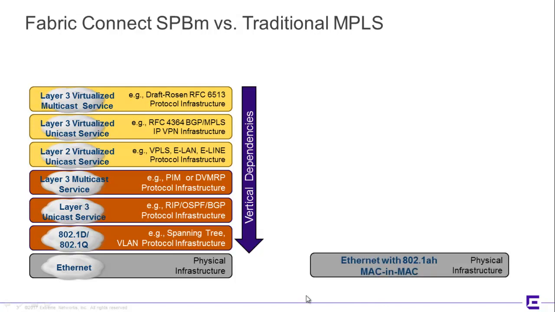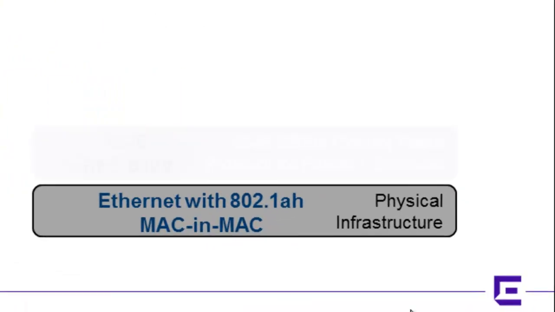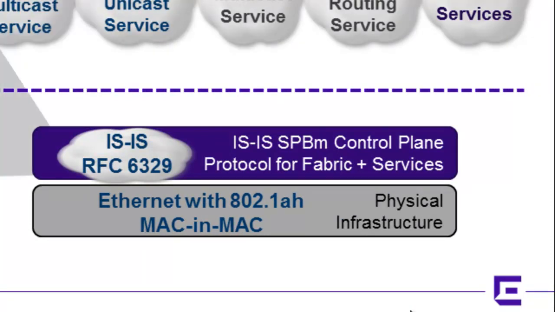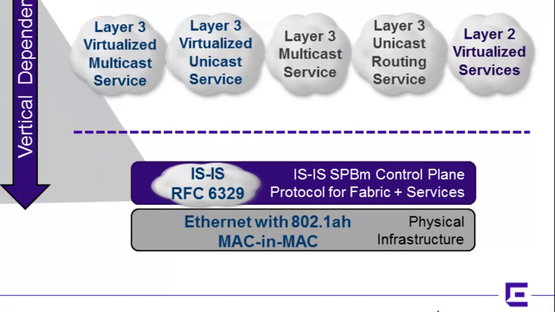Now, the difference with Fabric Connect is SPB takes the notion of a service path at its foundational ground level. So the physical infrastructure itself, with 802.1ah MAC-in-MAC encapsulation, provides this sense of a path. As we've seen in some of the earlier videos with the show commands, there's quite a bit of forwarding information that we have at this level. But we have to automate it. We have to program it. And that's really what ISIS does. It provides the SPBM control plane protocol for the fabric and its associated services.